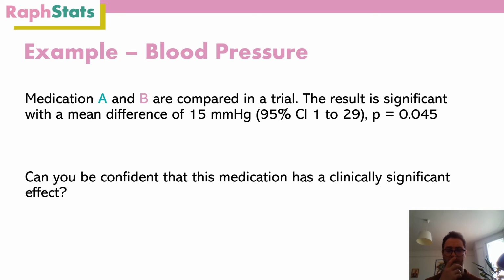So for our first example, we've got medications A and B. We're comparing them in a trial, and we found a significant result. Go us. There's a mean difference of 15 millimeters mercury, and we've got a 95% confidence interval of 1 to 29. Remembering that our clinically significant effect is 5 millimeters mercury, can we be confident that this medication has a clinically significant effect? I'll give you 5 seconds to decide in your head.